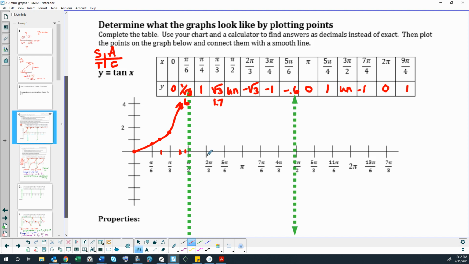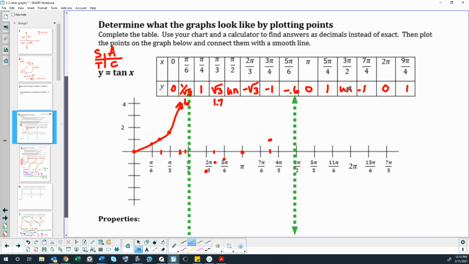So 2 pi thirds right here. Negative 1.7 would be about here. And then 3 pi fourths is in between. That'll be at about negative 1. And then 5 pi 6 will be at about 0.6. Pi is at 0. 7 pi 6, oh, we didn't do that one. So 5 pi fourths is in between here at 1.